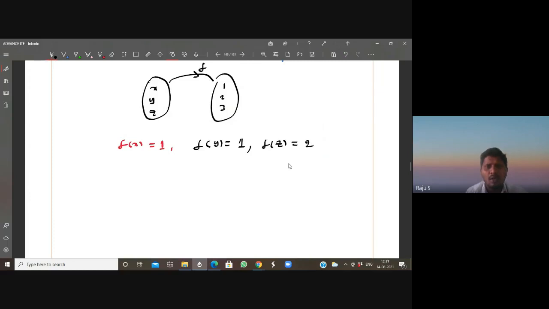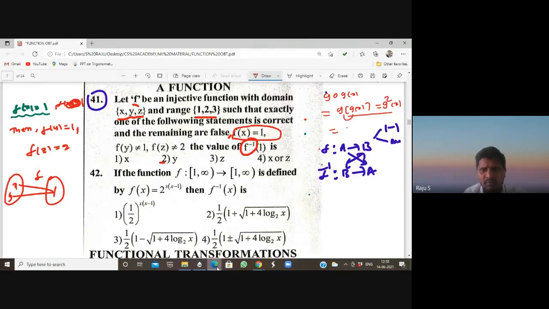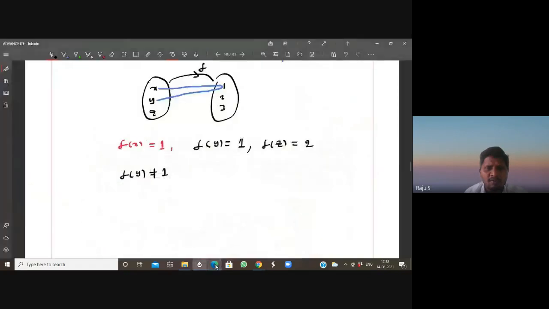Okay, now you can observe here, in this case x and y having same image. F of x is equal to 1, f of y is equal to 1. So in this case, the function is not one-one. Second case, f of y not equal to 1 they given. Not equal to 1 they given. Yes or no? See here, f of y not equal to 1, f of z is not equal to. So in that case, students, what shall we take here?